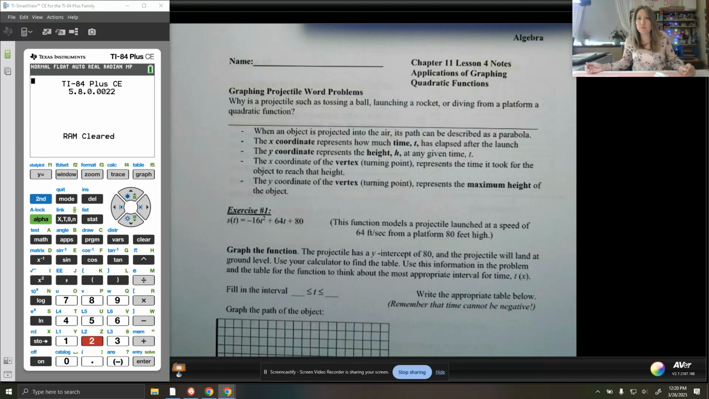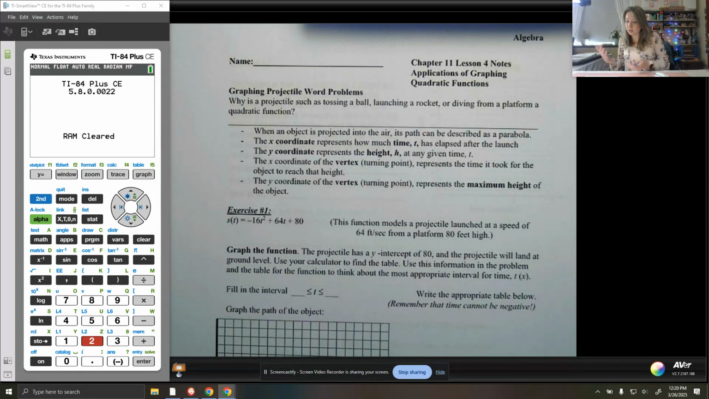Hello there, Algebras. Welcome to your Chapter 11 Lesson 4 notes, all about applying graphing quadratic functions to some real-life scenarios. So today what we're going to look at is mostly throwing stuff, jumping out of the water, and dropping things. Because gravity changes at a quadratic rate, everything that we throw up comes down in the form of a parabola. So this is pretty cool that this is how it works.